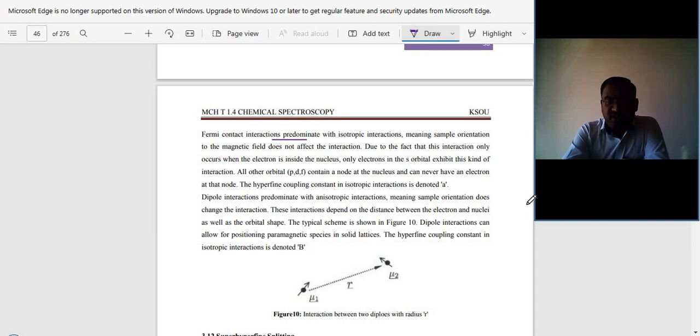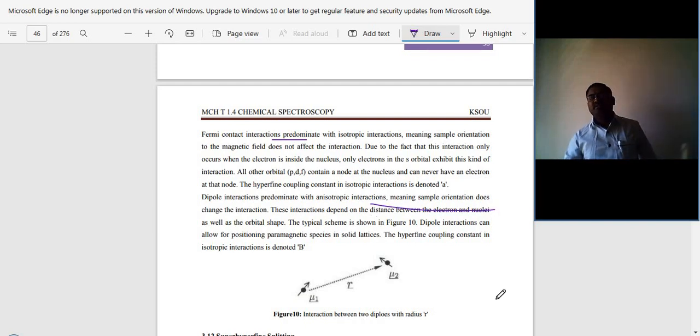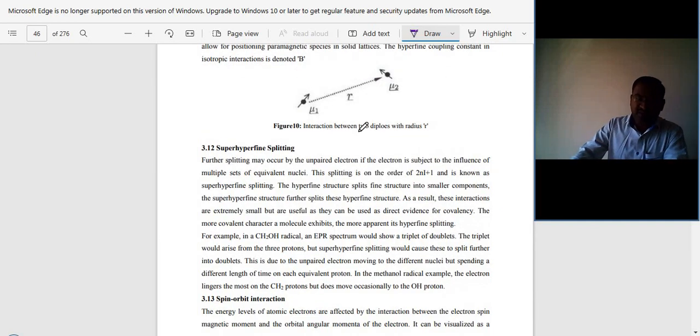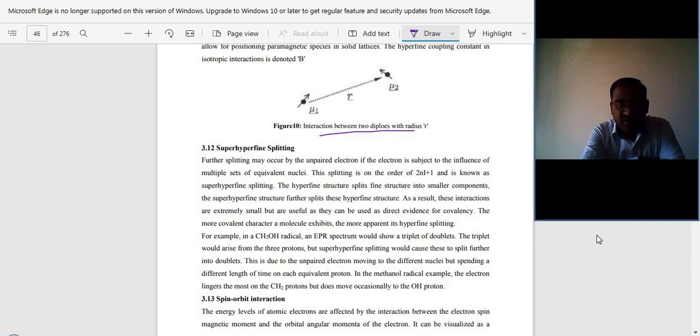The dipole interactions predominate with anisotropic interactions, meaning sample orientation changes the interaction. These interactions depend on the distance between the electron and nuclei as well as the orbital shape. The typical scheme is represented in this diagram 10: interactions between two dipoles with radius r.